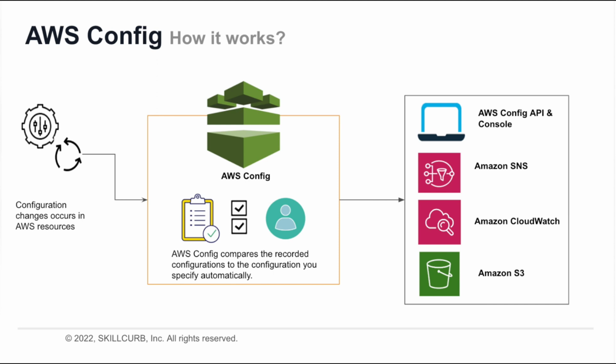AWS Config examines the resource configuration periodically and generates configuration items for configuration that has been changed. Evaluations are displayed on the dashboard, accessed through the Config APIs, and optionally sent via SNS. AWS Config stores everything inside the S3 bucket, so you can actually go into your S3 environment.